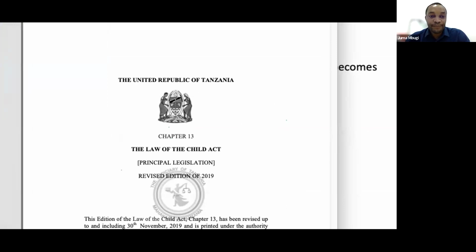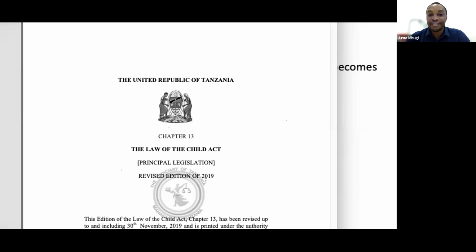I don't know if we have another one who wants to speak, but I wanted to emphasize the law that mandates us as clinicians to report child abuse. So Dr. Britt shared in the chat box the Tanzanian law of the Child Act. It was a revised edition in 2019. It talks about the mandatory reporting system for clinicians, social workers, and the community as well.